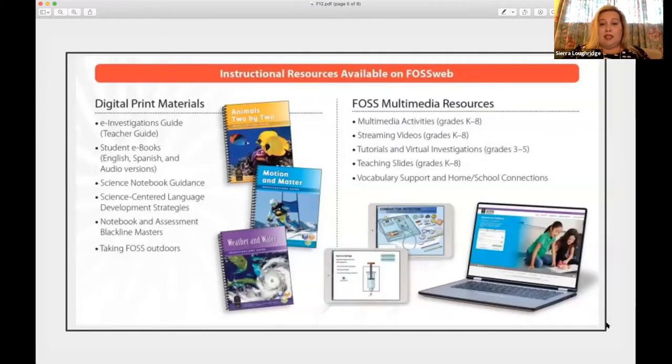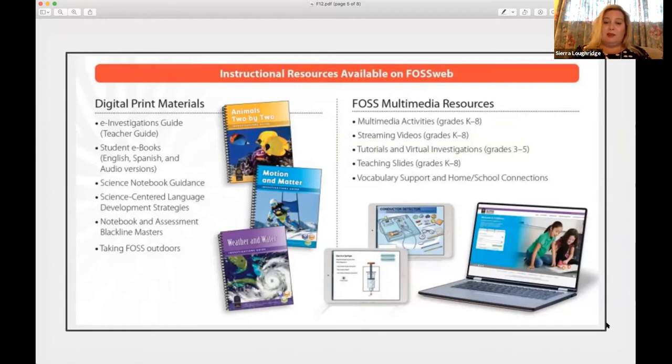One of the exciting features of FOSS is that they have a very robust digital presence. They have FOSS Web, and all of our kids have access to audiobooks, print books, and English and Spanish options. There is a parent home connection. So Ms. Capps, all the parents out there, you're gonna love doing this with your kids. It's super engaging, and it walks you through step-by-step how you can do these experiments at home.